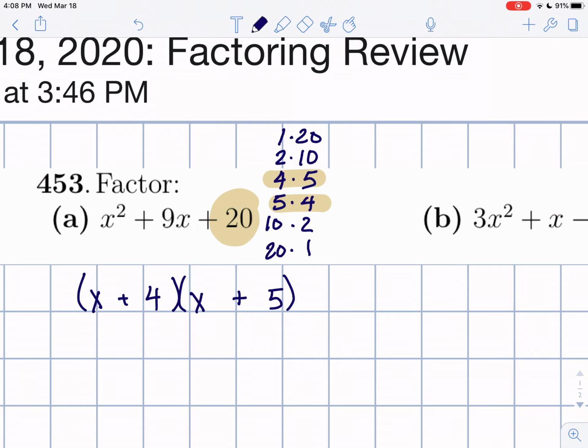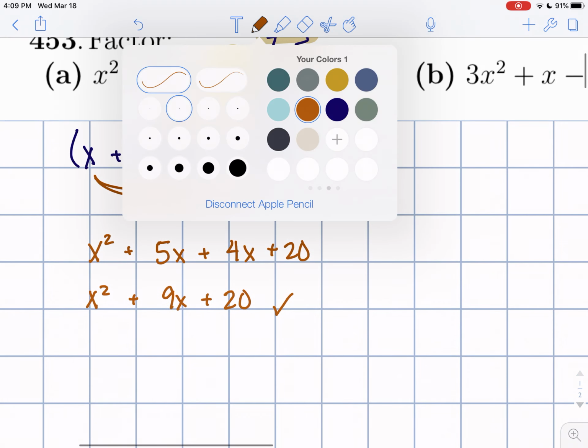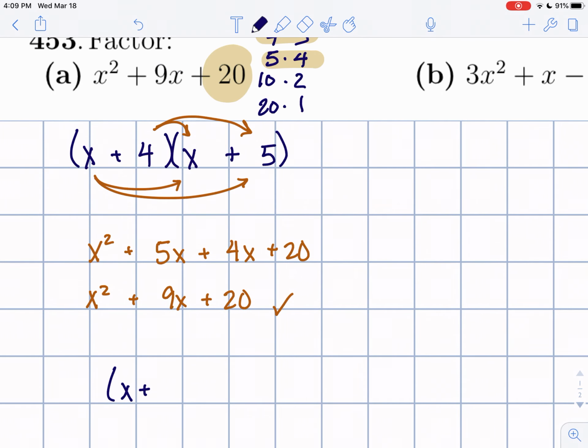And that should be it, but let's check by distributing x to both these places. So x squared plus 5x, and then distribute the 4. Nice. X squared plus 5x, plus 9x plus 20. Beautiful. Okay, so our final answer, the way we would submit it, is like this, and highlighted for our final answer.